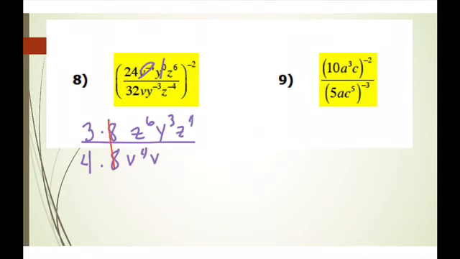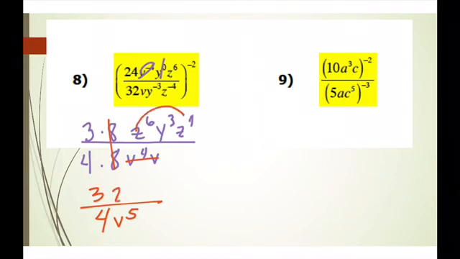So the 8s are going to cancel, so I'll have 3 over 4. And then I've got v to the 5th on the bottom. That takes care of that. I've got z to the 6th times z to the 4th, so that's z to the 10th. And then y to the 3rd. Okay, so that takes care of everything inside the parentheses. Now I've got all of that to the negative 2nd power.